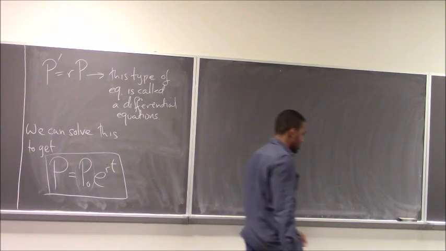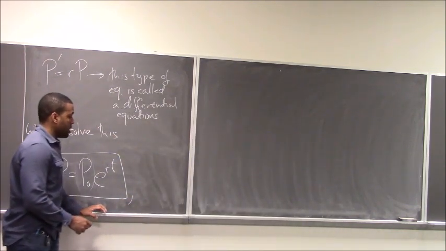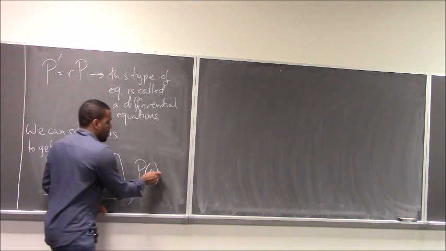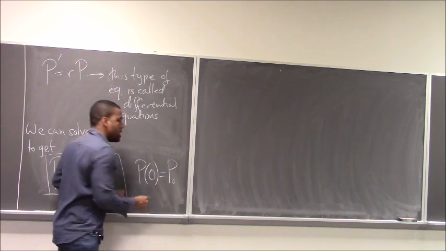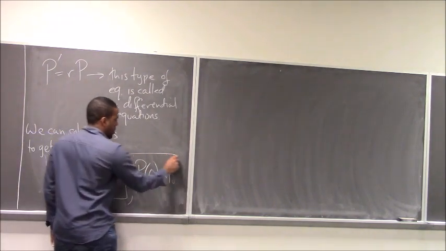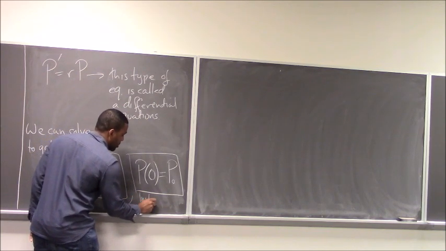And so that's the important thing. There's also an equation that can accompany this, where someone can tell you that at time equals 0, the amount is P naught. And this is just notation for whatever the current amount is. And this equation is called the initial condition.